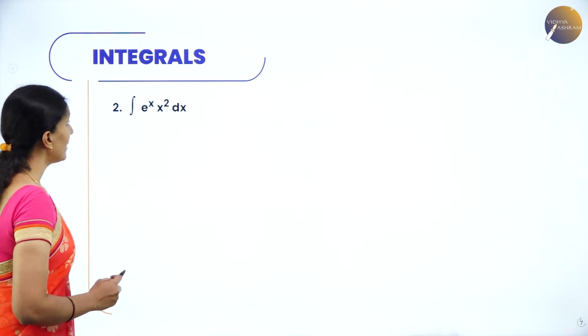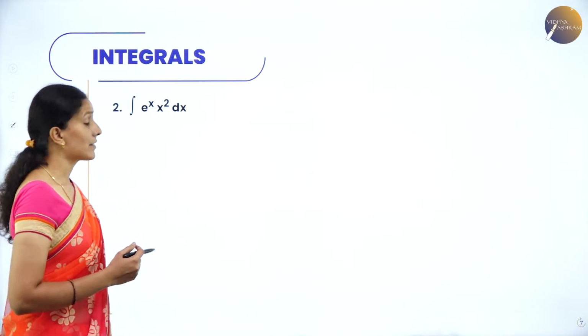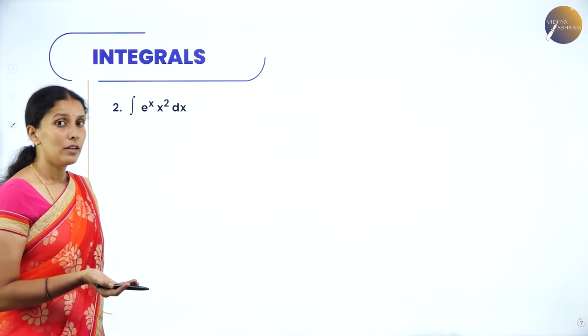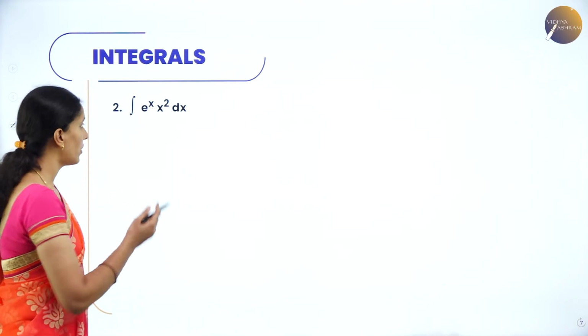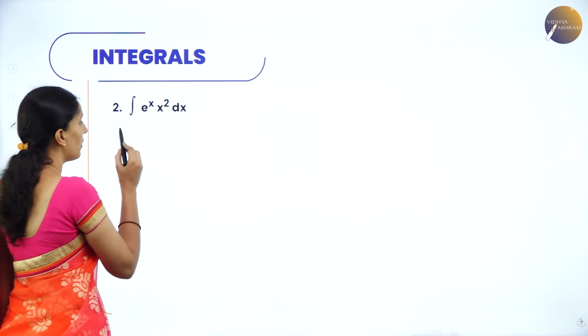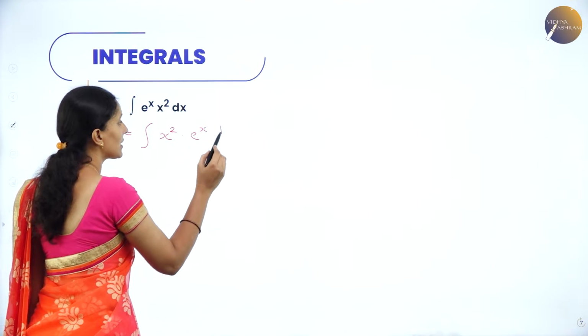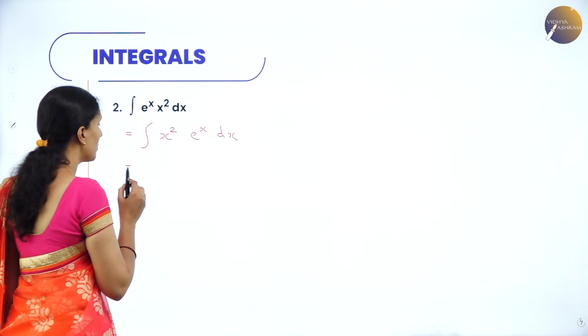Next, integral of e power x square dx. The exponential function has to be given opportunity at the last. So therefore algebraic comes first. We will write this in the form of integration of x square into e power x dx. Now apply integration by parts.